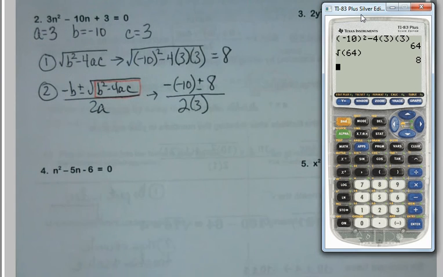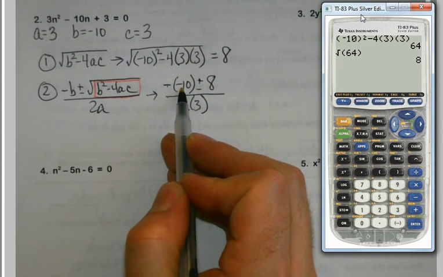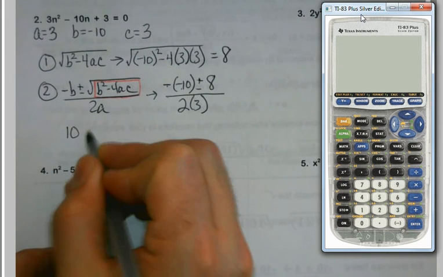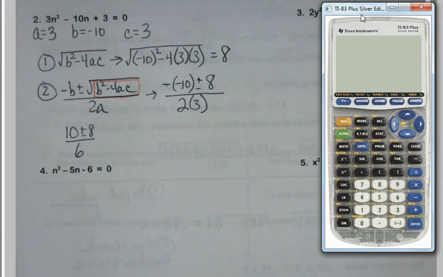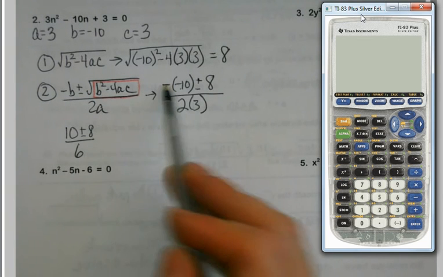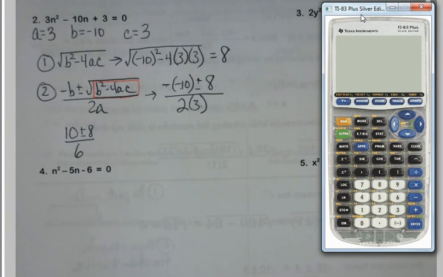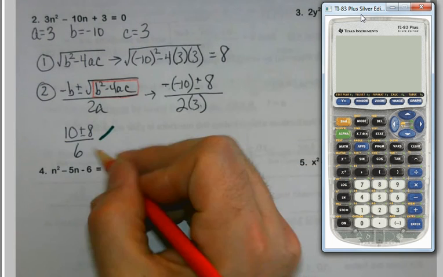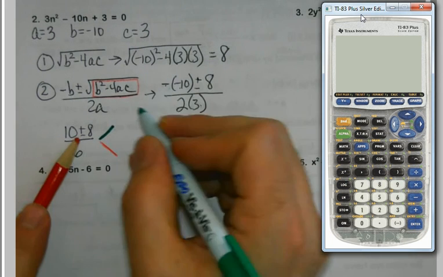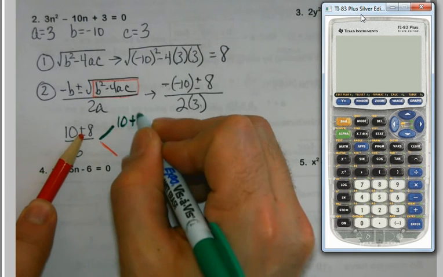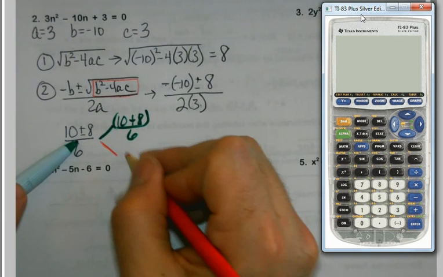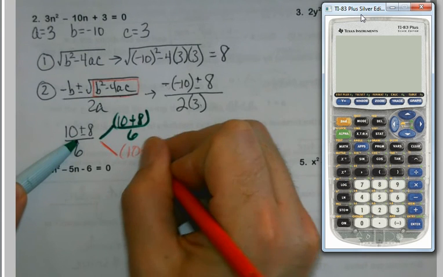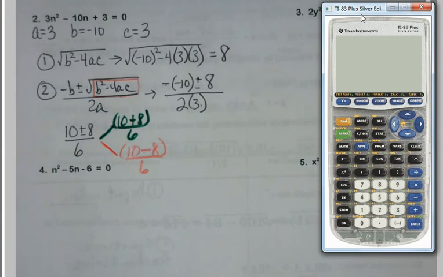Now I have to simplify this, but again, it's a lot easier by having gotten that first step out of the way. The opposite of negative 10 is 10, excuse me. And then 2 times 3 is 6. So all I did was simplify this negative and multiply the numbers together. And now I'm going to split it, because when I'm doing the quadratic formula, I'm always going to have a split. On the top, I'm going to use the plus, so 10 plus 8 divided by 6. And on the bottom, I've got 10 minus 8 divided by 6.